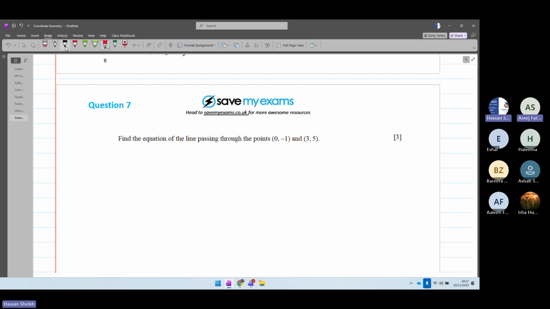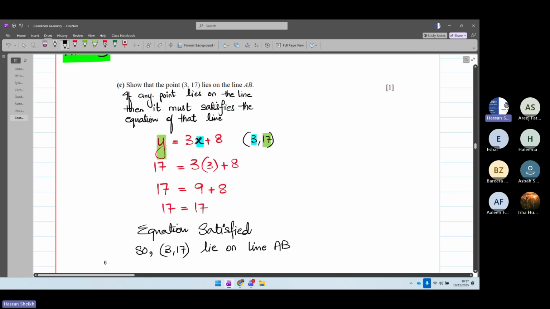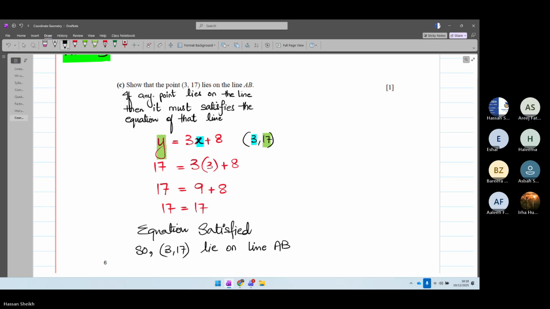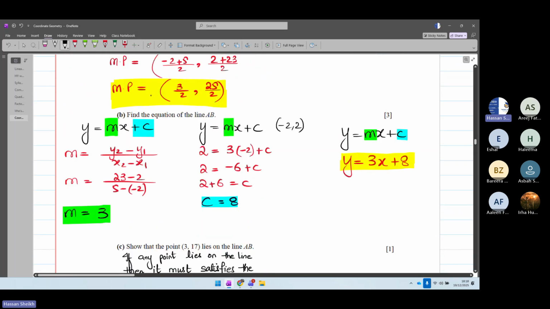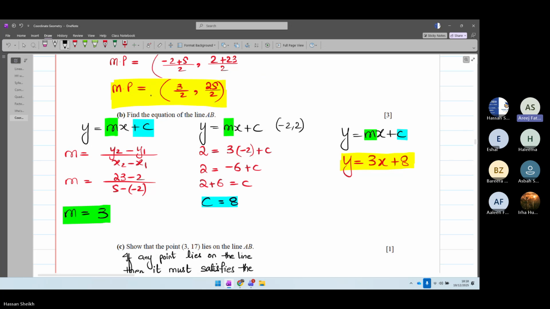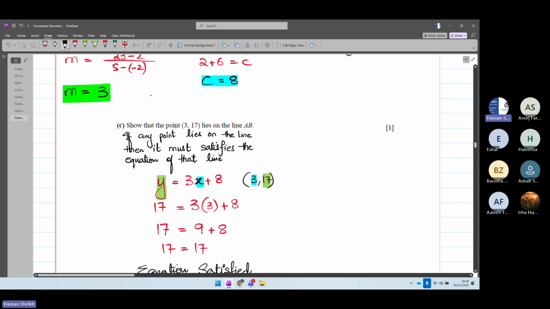Sir, can you explain the above one again? Look at part C only. Read the statement in part C. Show that the point 3 comma 17 lies on the line AB. We have the equation for line AB that we calculated in part B. And what is that? Y is equal to 3x plus 8. Now read the statement that I have written here.